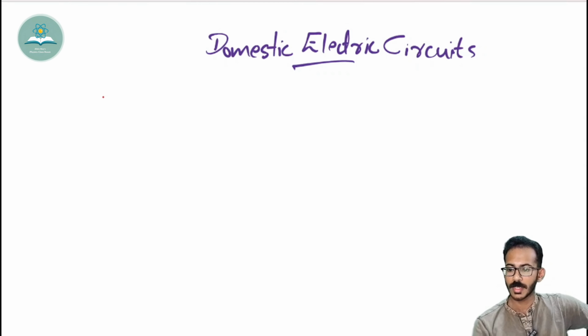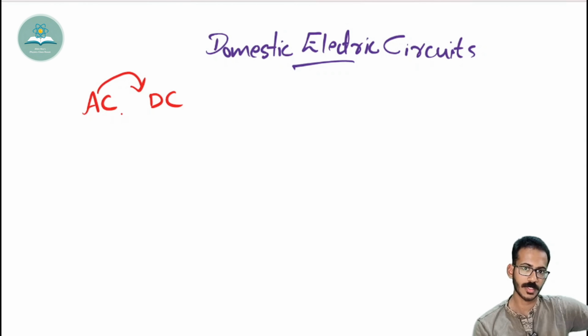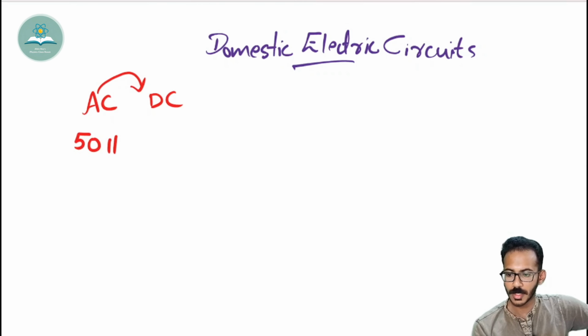In our house, the type of current that we have is AC, that is alternating current. The current that we get from cell or battery is DC. The advantage of AC over DC is AC can be transmitted over long distances without losing power or without losing energy. So in our houses, what we have is AC, which is alternating current. Remember that the frequency of AC is 50 Hertz.